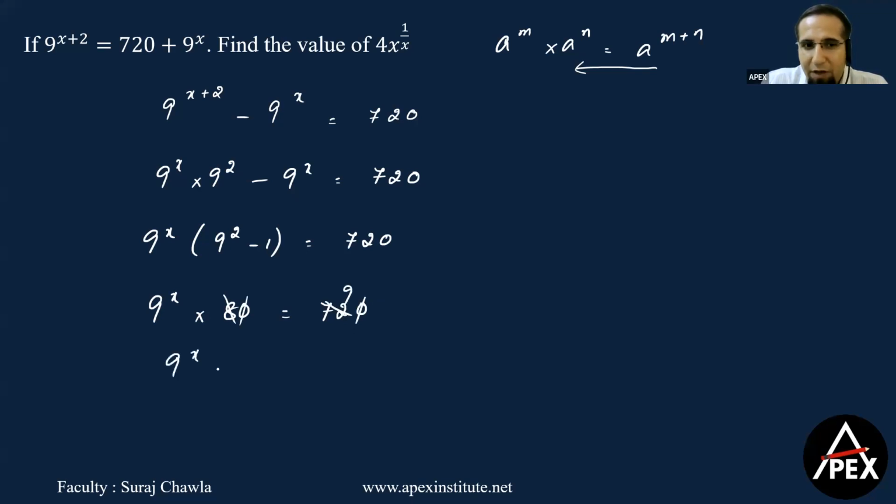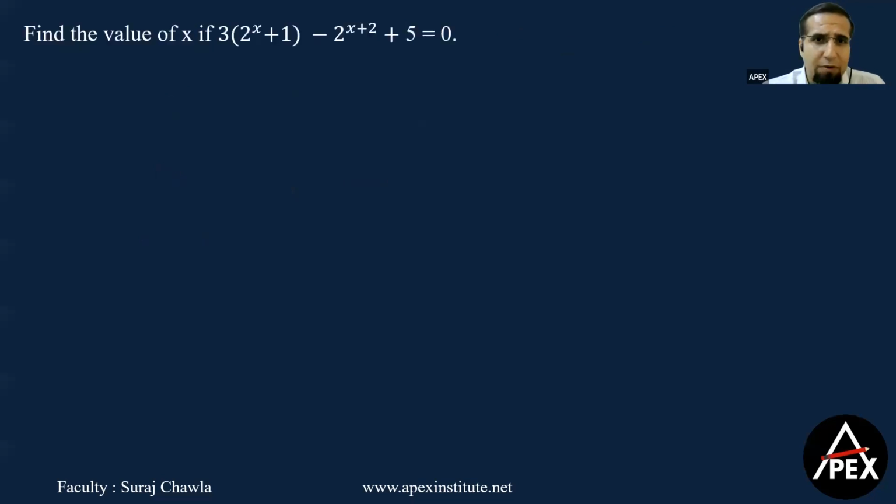So eventually what do we have? We have 9 to the power x is equal to 9 to the power 1. Or eventually we get the value of x is equal to 1. Clear? So we can always see how we can apply the same law in a reverse manner. Right? Let's look at one more question of this law.